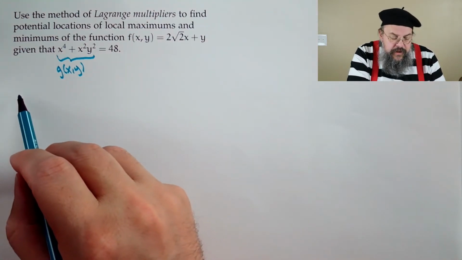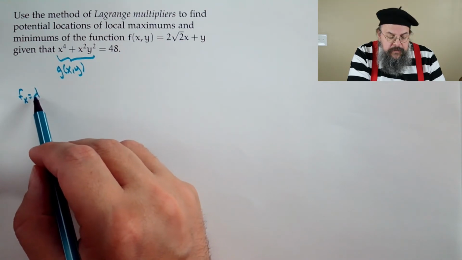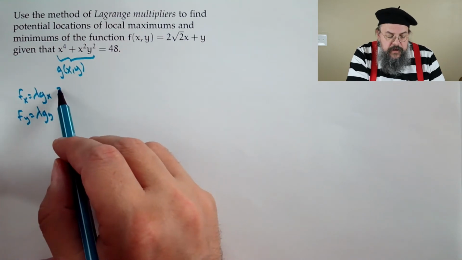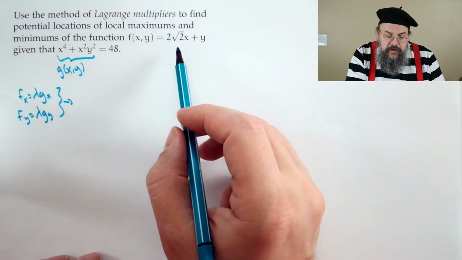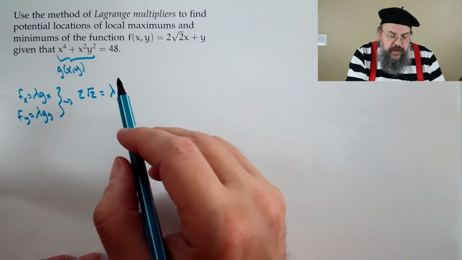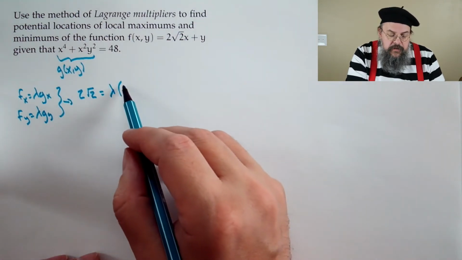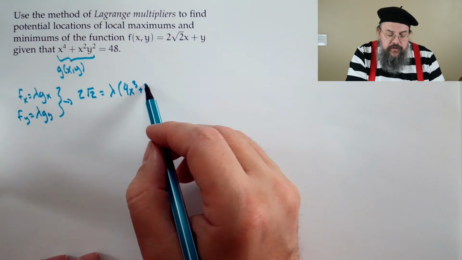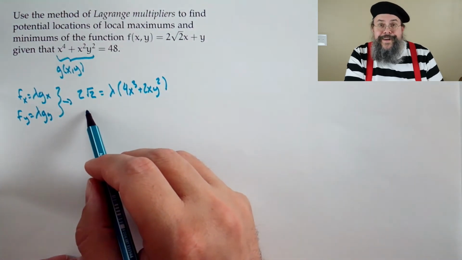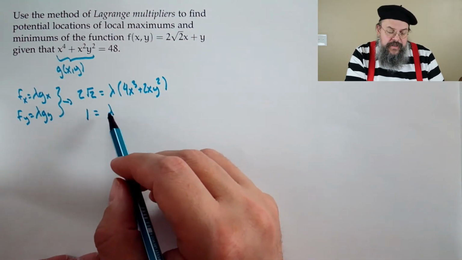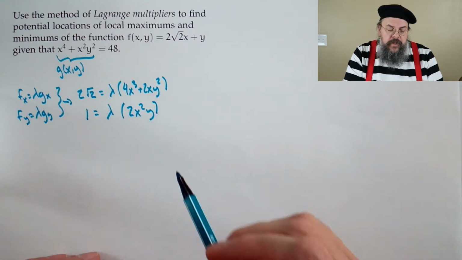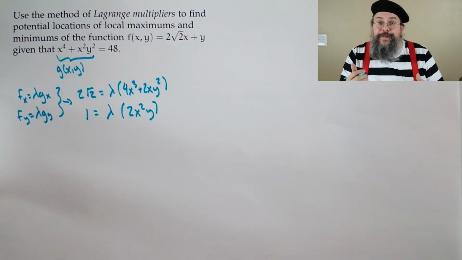Okay, so our process: f_x equals lambda g_x, f_y equals lambda g_y. Well, f_x is pretty straightforward: 2 square root 2 equals lambda g_x, which is not so straightforward: 4x cubed plus 2x y squared. Now f_y is 1, nice, and that equals lambda g_y, which is also not too bad: 2x squared y. All right, well, solve for lambda.